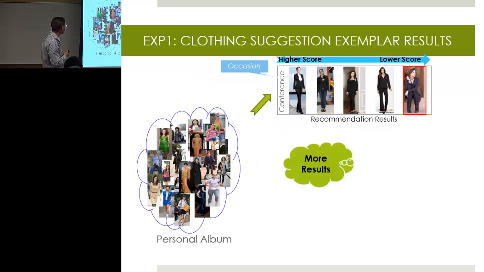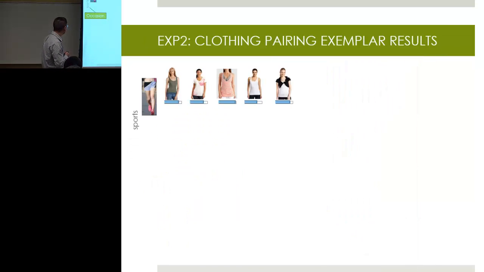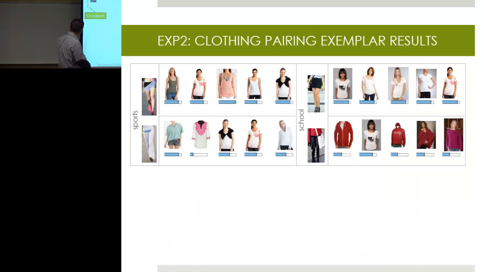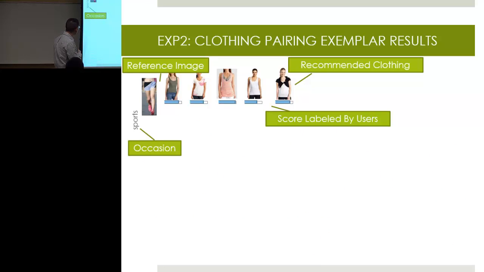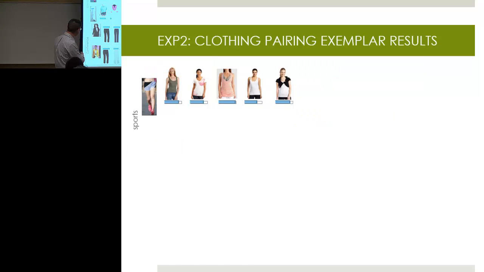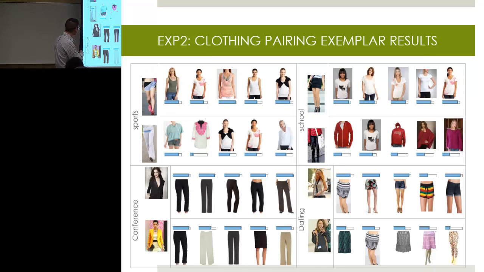Okay, so this is for recommendation. For suggestion, the pairing part, we do it this way. You are given an occasion and a reference clothing for the upper body, and then we rank the lower body clothing. For each clothing item, we ask users to rate the satisfaction level of pairing it with this one for this occasion. For this one it seems okay, but if you change to this one, sometimes you may have some strange results. I think the main reason is that in the training data, maybe you do not have this kind of clothing. Here are some other occasions, other reference images, and the corresponding recommended top results.